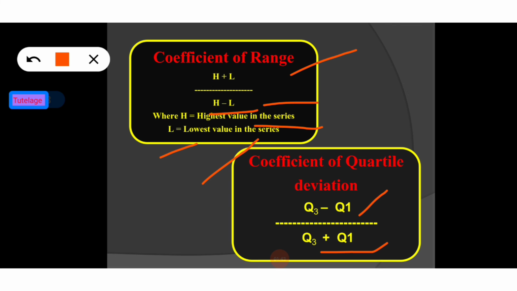Without an example, the formula of coefficient of quartile deviation, or the range, standard deviation, mean deviation is quite difficult to remember. So in this slide we have to know the formula of the coefficient of quartile deviation: third quartile minus first quartile divided by first quartile plus third quartile. Okay, this is clear. So now move on to the next slide.